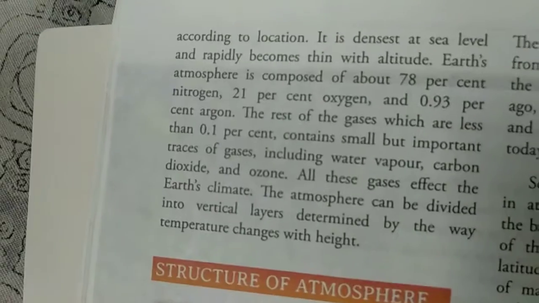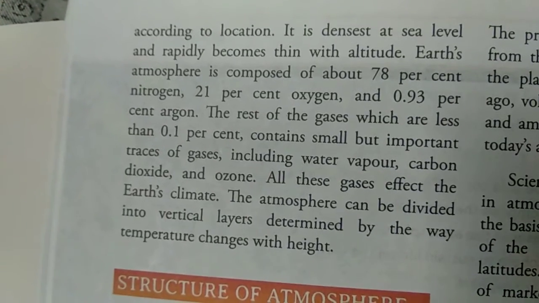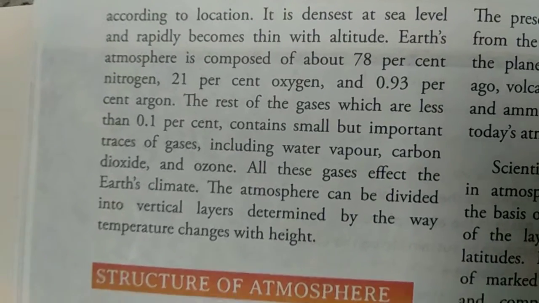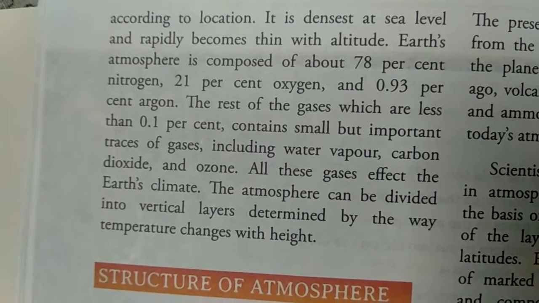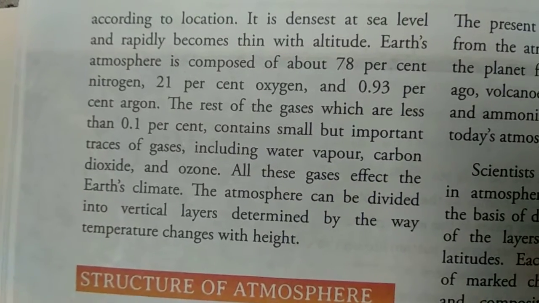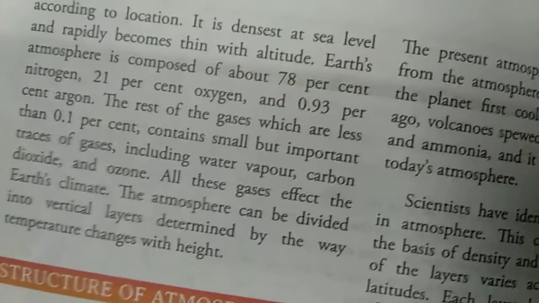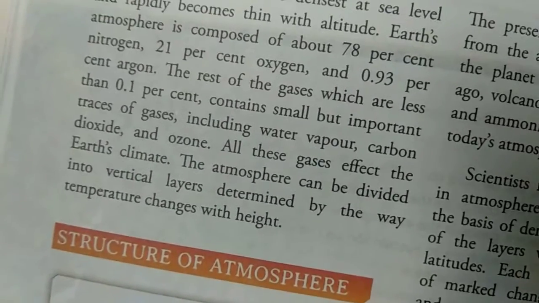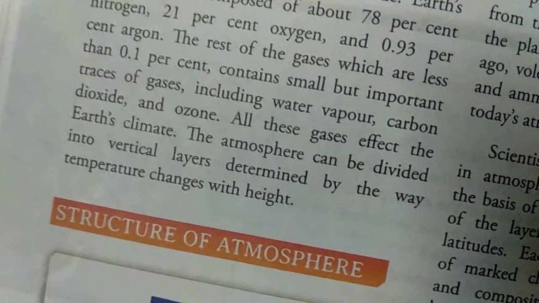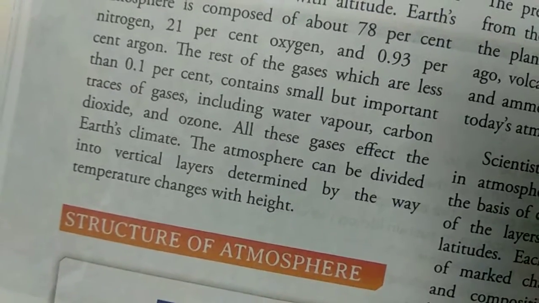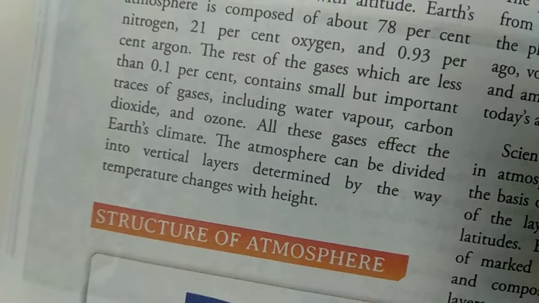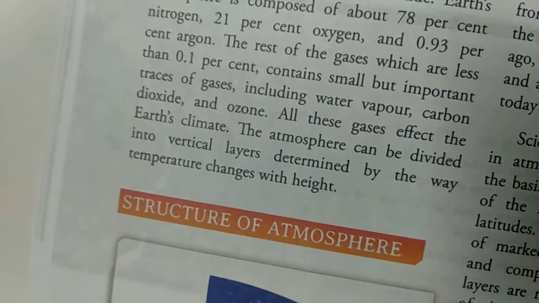According to the location, near the sea level it is denser and it becomes thinner as we move to a higher altitude. Earth's atmosphere is composed of, as I just told, nitrogen, oxygen and other gases. The rest of the gases, which are less than 1%, do small but important work in the atmosphere, including water vapor, dust particles, ozone and carbon dioxide.